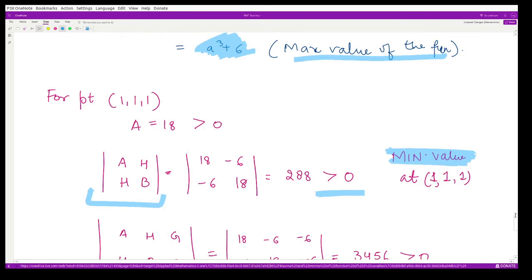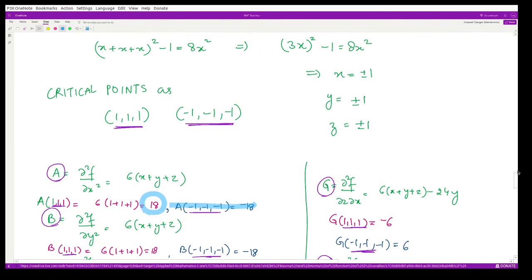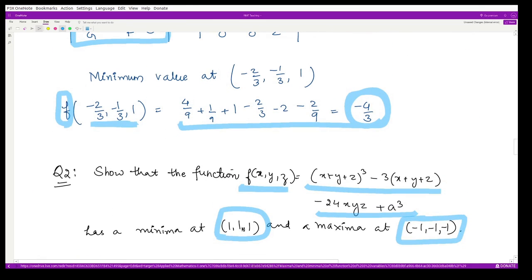So in the question, they had only asked this thing. The thing we have to show was at this point 1, 1, 1 we have a minima, and at the point -1, -1, -1 we have a maxima corresponding to the given function. So I hope this is clear to you all.